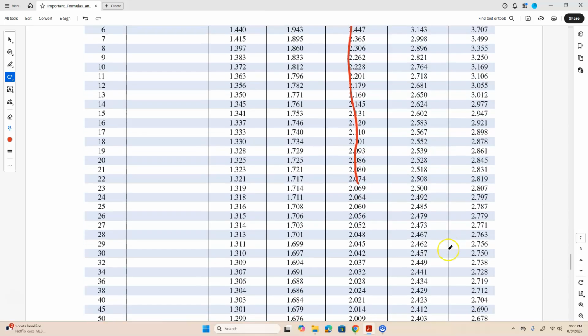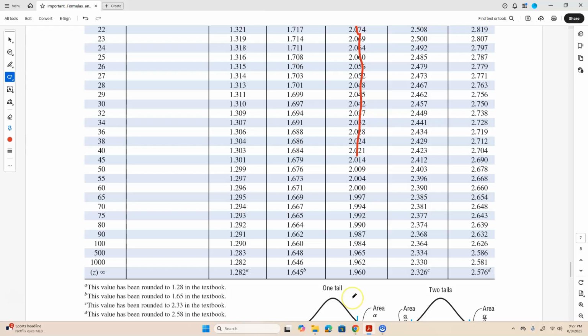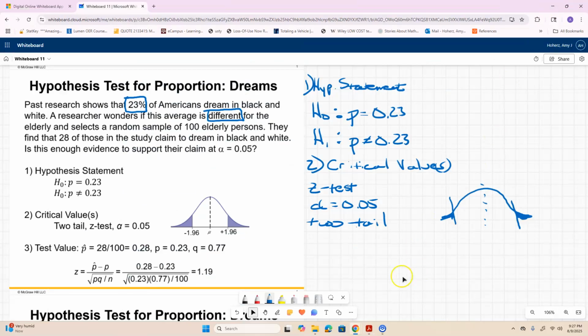We can go all the way to the bottom of the chart, to the Z row, and in the row that has all the Z's, we find 1.96. So that is our critical value that determines our critical regions, 1.96. Since it's two-tail, it's going to be negative 1.96 and positive 1.96.